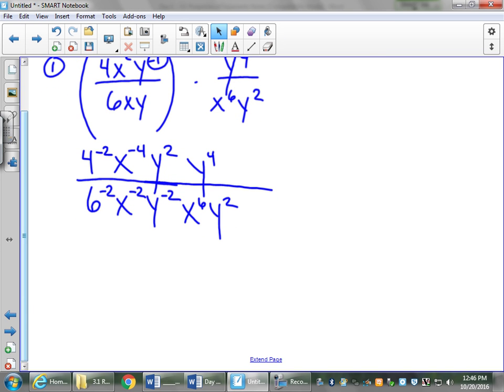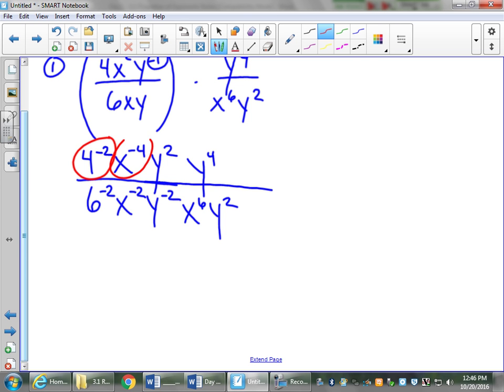So everything I'm about to circle is going to move. Everything I don't circle is going to stay exactly where it is. Okay, so those are going to move, they're going to flip, and everything else stays. So coming up to the top, I'm going to have a 6 squared. I'm going to write that first because normally numbers are written in the front. And then I'm bringing up an x squared and a y squared to the top. And I already had a y squared and a y to the fourth up top, which you could have combined in that last step, or we can combine later. Okay, so the first 3 are what we brought up, and the last 2 are what were already there.